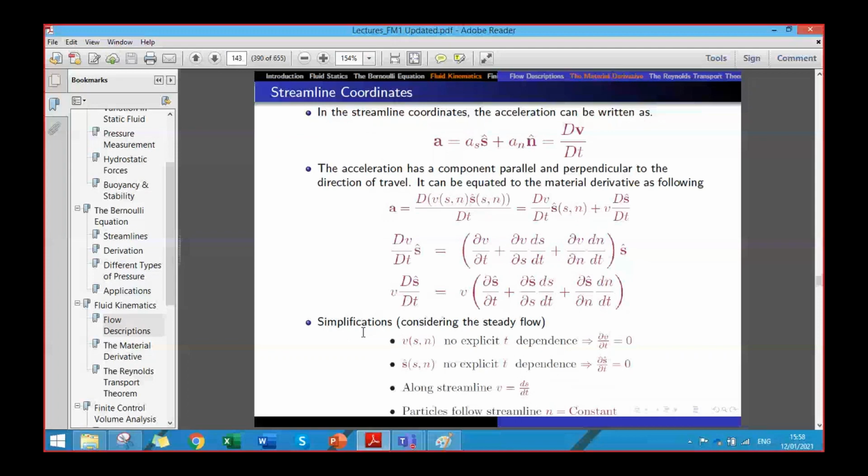We know that there is no explicit dependence of velocity on time in a streamline coordinate system. In the streamline coordinate system, the direction that is s and n along the stream, and take partial derivative along.